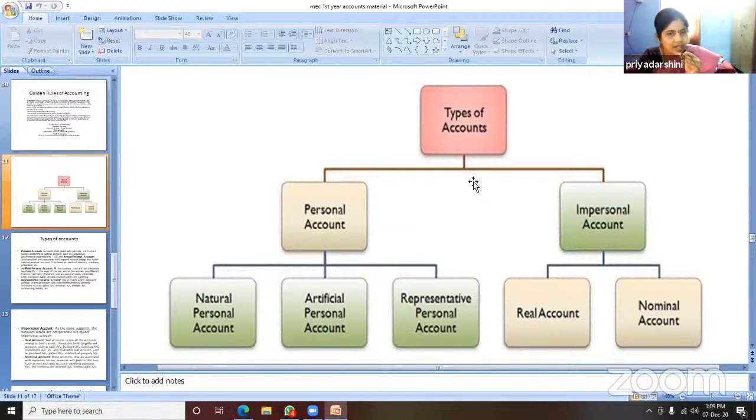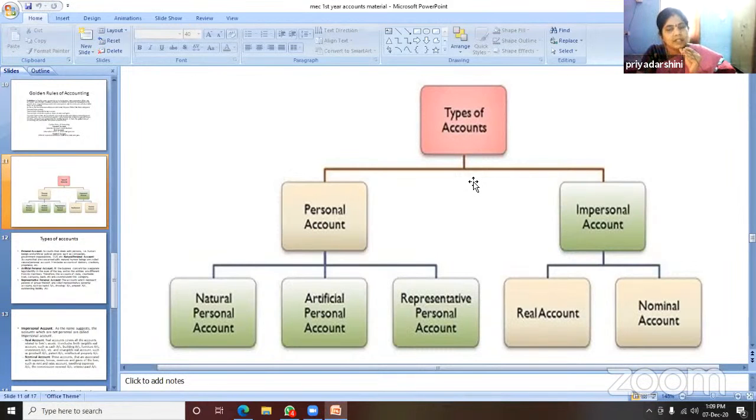So what is natural? Natural person means natural persons. For example, amount received from Ramu, Ramu is a natural person. Amount paid to Rani, so Rani is a natural person. So transactions relating to natural persons are considered as natural personal accounts.